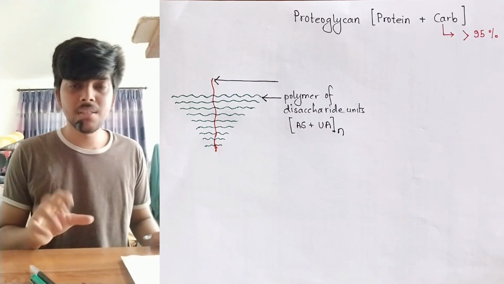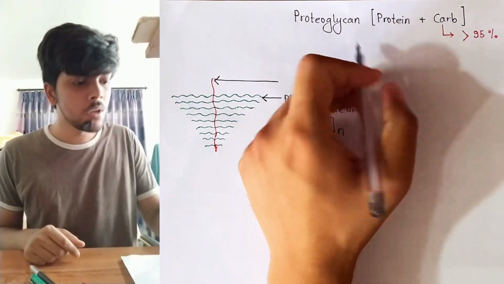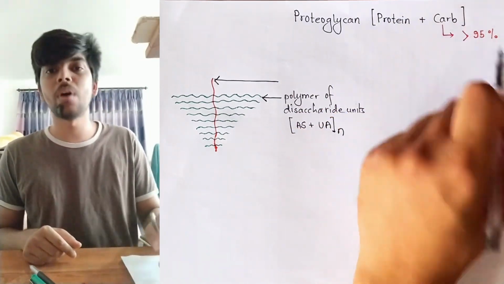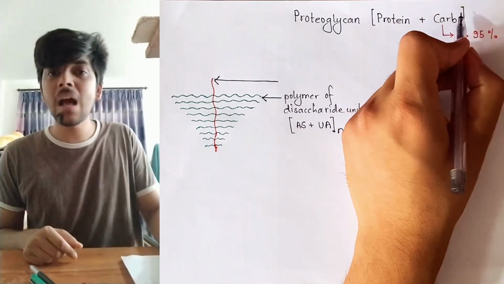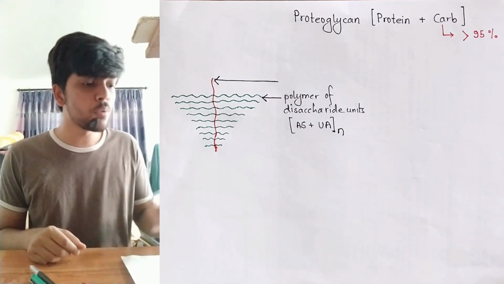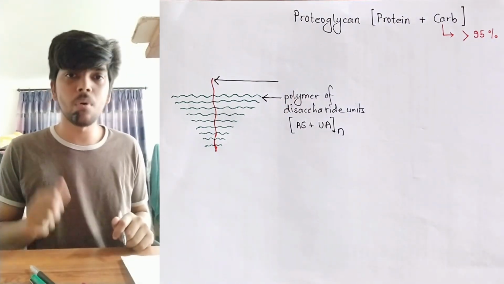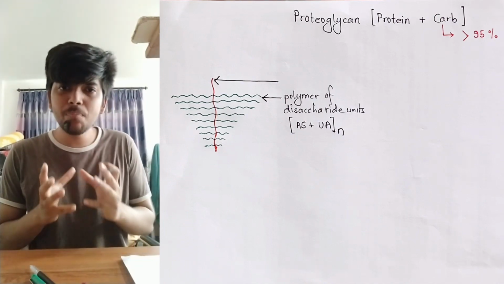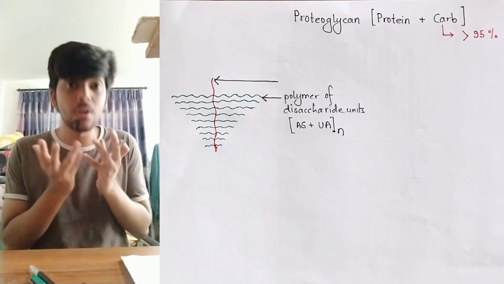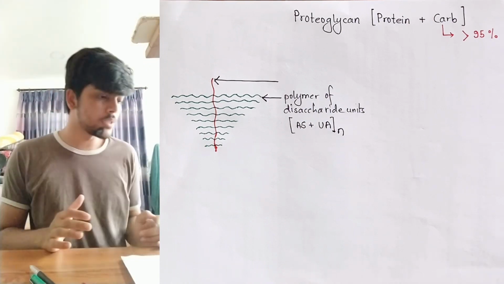Among these two, first let's deal with proteoglycan. So proteoglycan contains protein plus carbohydrate, where the portion of carbohydrate is more than 95%. So proteoglycan is majorly carbohydrate. But what does a proteoglycan unit, a single proteoglycan monomer, look like? This is what it looks like.